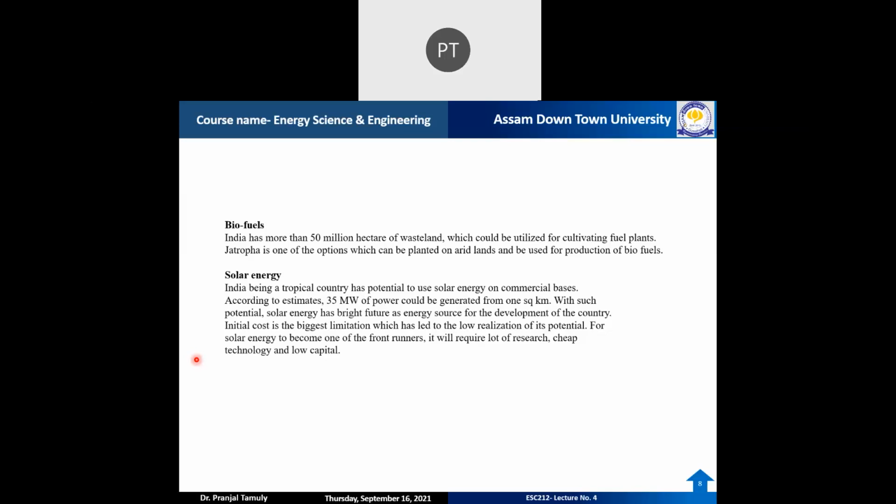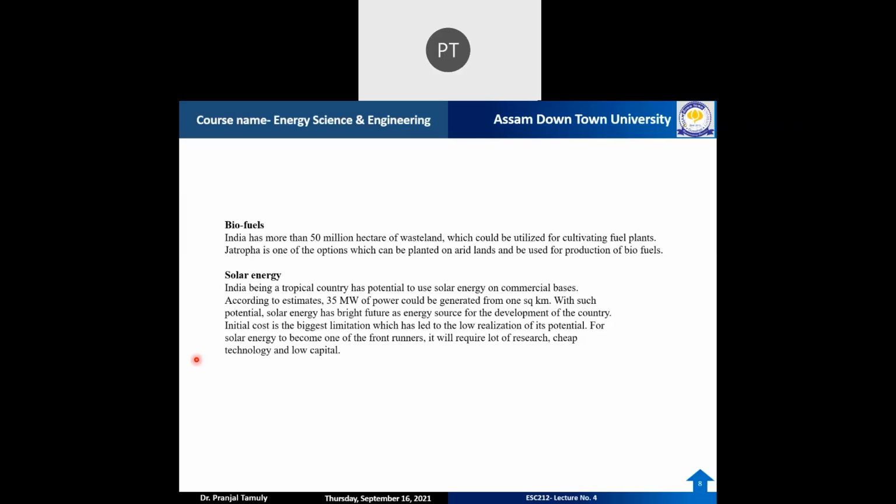And the last source is solar energy. India being the tropical country has the potential to use the solar energy on commercial basis. According to the estimate, 35 megawatt of power could be generated from 1 square kilometer. With such potential, solar energy might rise in future as energy source for development of the country. Initial cost is the biggest limitation that has led to low realization of its potential. For solar energy to become one of the front-runners, it will require a lot of research, cheap technology, low capital.